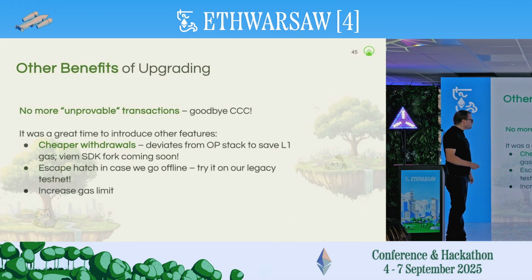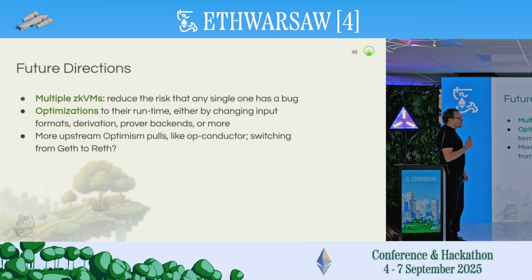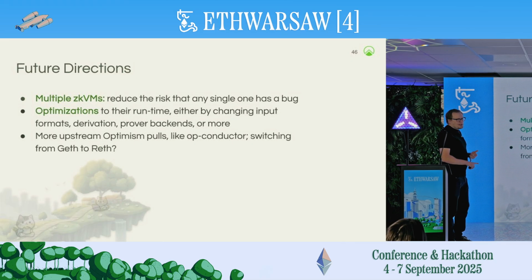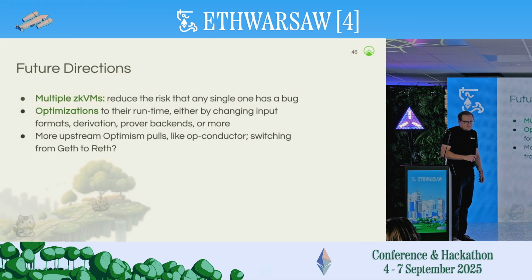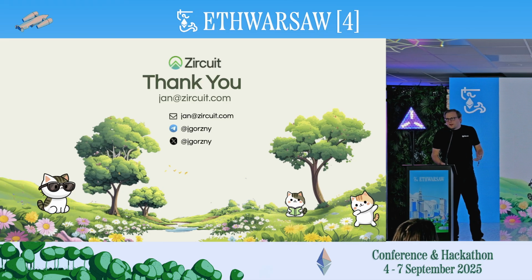No CCC I talked about. I'm out of time, so I'm going to skip this slide. Future direction, more zkVMs. Hopefully SP1 never has a bug, but if they do, we want to be able to use a different zkVM. We're going to optimize it, regardless of whether that's their prover or our prover. We want to do that. And we also want to consider things like REST. That's it. I'm out of time, so I'll stop there.